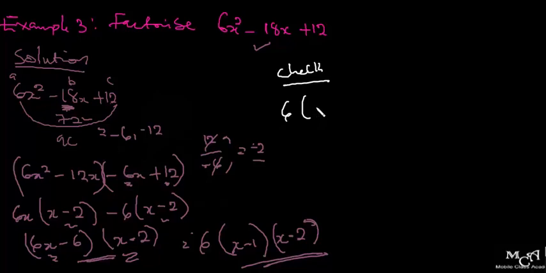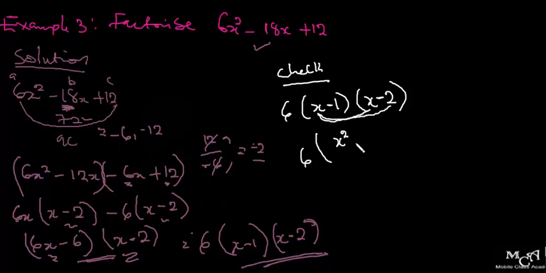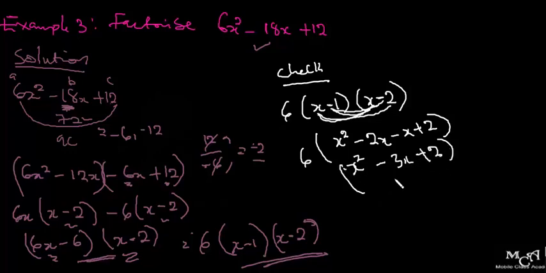6 multiplied by x minus 1, x minus 2. Let's open the bracket. x times x is x squared, keep our 6 outside. x times minus 2 will give us minus 2x, right? Minus 1 times x will give us minus x. Minus 1 times minus 2 will give us what? Plus 2, right? Now, we have x squared minus 3x plus 2, right? Let's multiply everything by 6 and see.